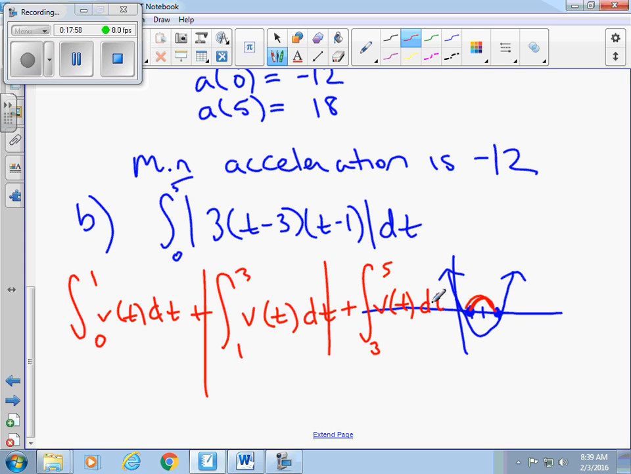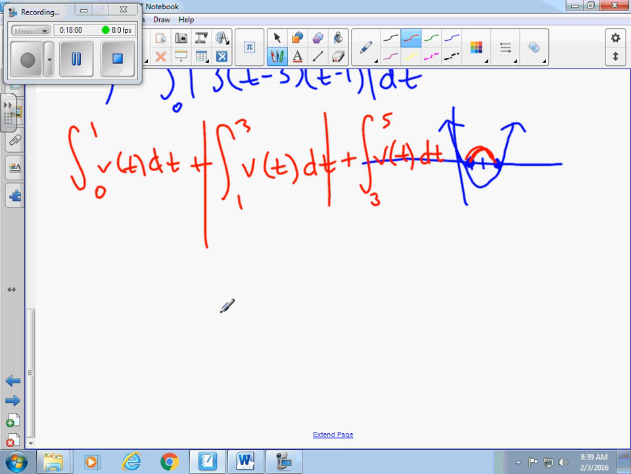This looks like a lot of work. The good news about it is when I do the antiderivative, won't that be the same for all three pieces? And so that part will be nice.